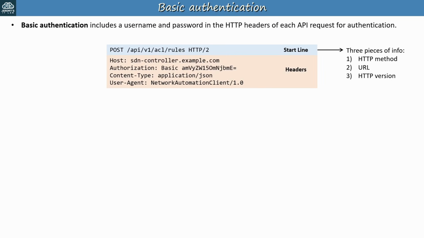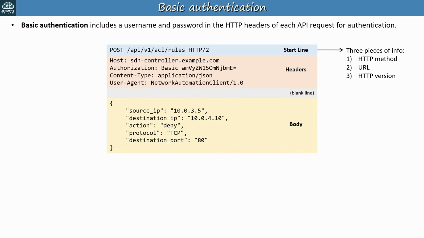Next, we have the headers. These provide metadata about the request, such as authentication details, content type, and information about the client making the request. Often there are several headers. There are 4 in this case. The headers are followed by a blank line, and then there is the message body, the actual contents of the message. This is the HTTP message, which would then be encapsulated in a TCP segment to be sent over the network.